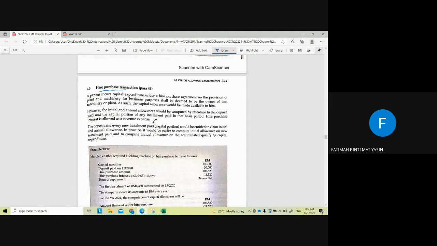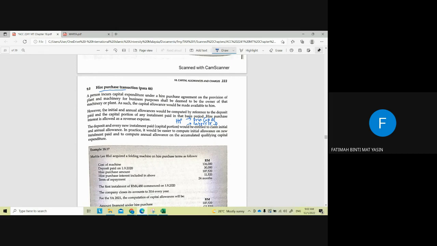So when you acquire the asset by hire purchase, you need to pay the principal amount and also the interest. When you want to determine the qualifying plant expenditure for that asset, you must take out the interest. You cannot consider the interest as part of the QPE. You just need to take the principal amount. Principal amount refers to the amount paid to the seller, based on the cost of the asset.